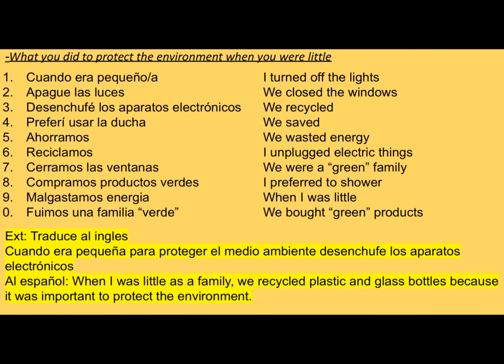Okay? So we're going to have a look at some key phrases here. So what you did to protect the environment when you were little. A lot of this theme 5 is used in the past tense, that idea of what you used to do. So we've got these different phrases here. Para empezar, vamos a unir en pareja uno con el inglés. Por ejemplo, uno, cuando era pequeño o cuando era pequeña. The English, which you can see on the other side, we're matching it up, is when I was little. Okay, so that penultimate one on the English side.